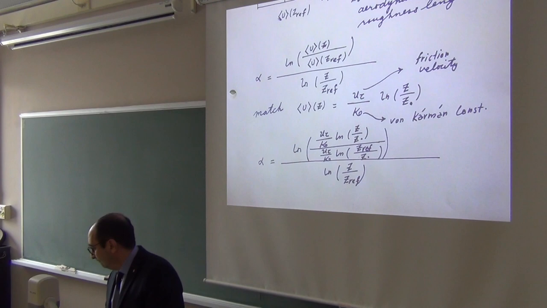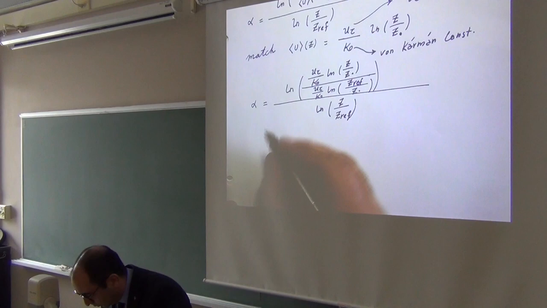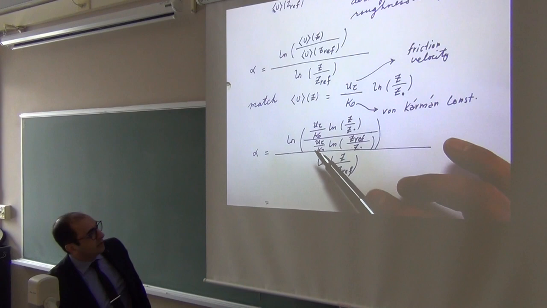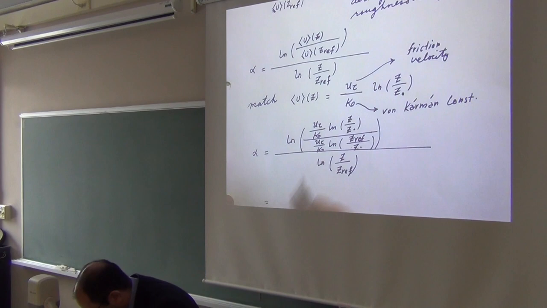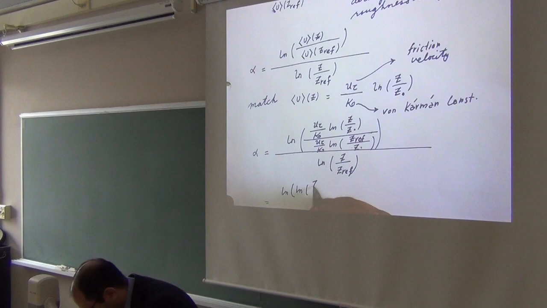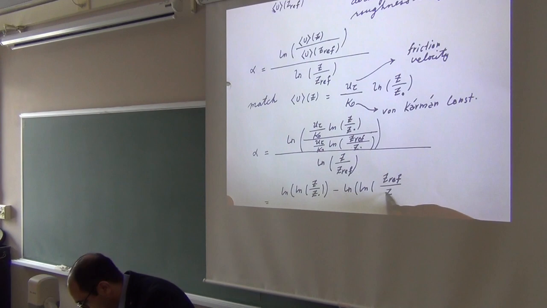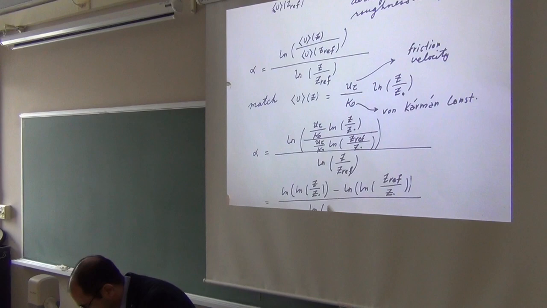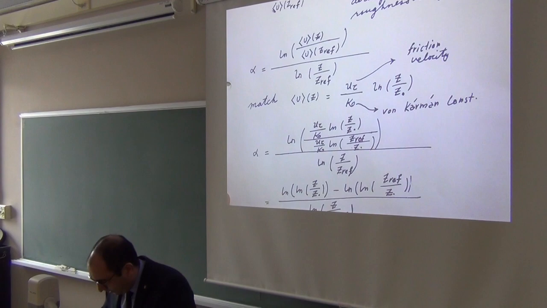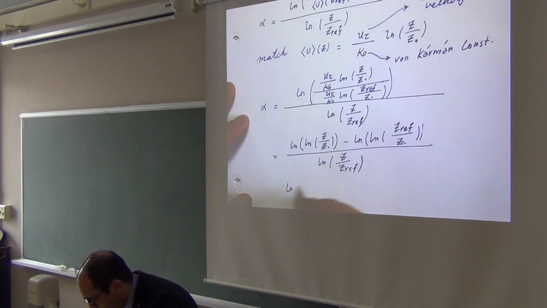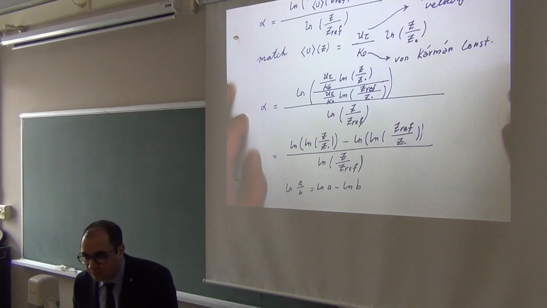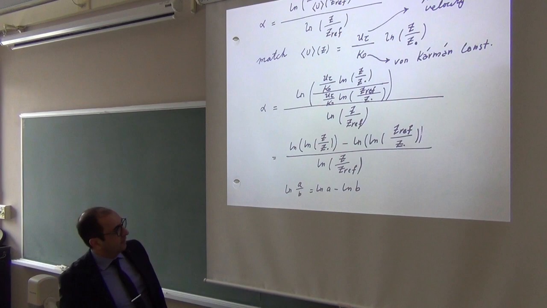So first of all, a lot of the stuff cancels here, like all the friction velocities and von Kármán constants cancel from the top and bottom. So I will only get ln of z over z naught minus ln of z ref over z naught, and then ln of z over z ref. It goes without saying, it's the property of ln, so ln of a over b is equal to ln a minus ln b. So I use that property to simplify that a little bit further and get rid of the fraction on the top.